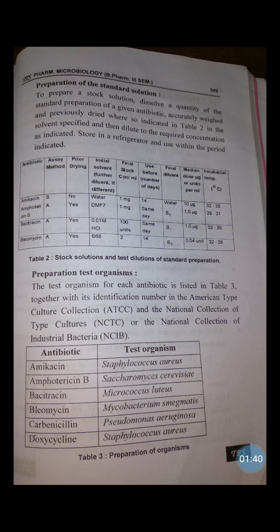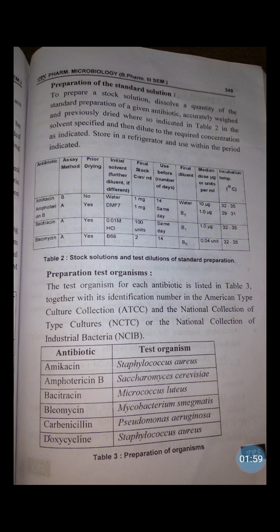Next, the preparation of test microorganism. Here we can see the name of antibiotic and the name of test organism. The test organism for each antibiotic is given together with identification number in the American Type Culture Collection, that is ATCC, the National Collection of Type Cultures, that is NCTC, or the National Collection of Industrial Bacteria, that is NCIB.